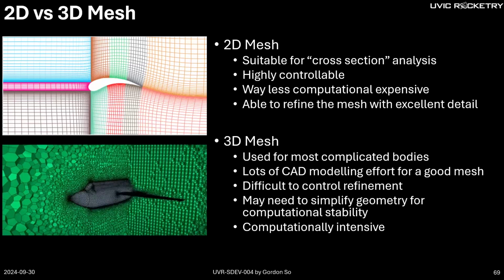And sometimes you need to simplify geometries, like sharp edges. Maybe you don't care about sharp edges, you just get rid of them. Maybe you don't care about a fillet, just get rid of it, just make it easier. And it would also change how stable your solution is. And further down the road, it would change how accurate your solution is, if your solution is valid. Again, it is computationally intensive, because with 3D you're doing a 3D problem.